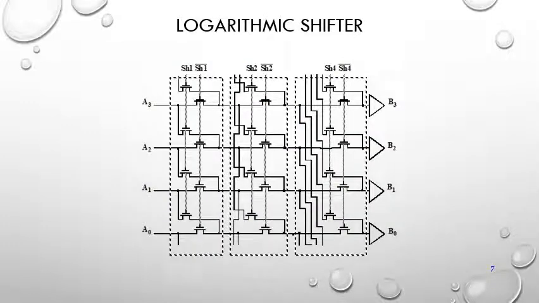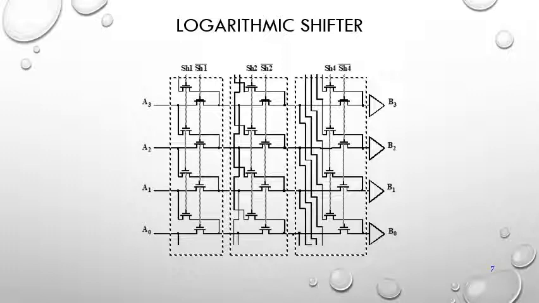After that we follow the logarithmic shifter. In this logarithmic shifter we shift each and every bit individually, and finally we assemble them in the logarithmic form. After that only we get the output. That's why we use the logarithmic shifter.